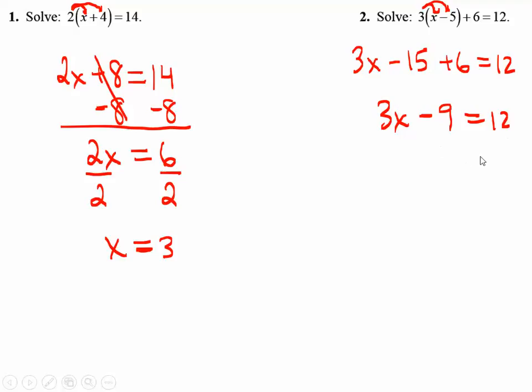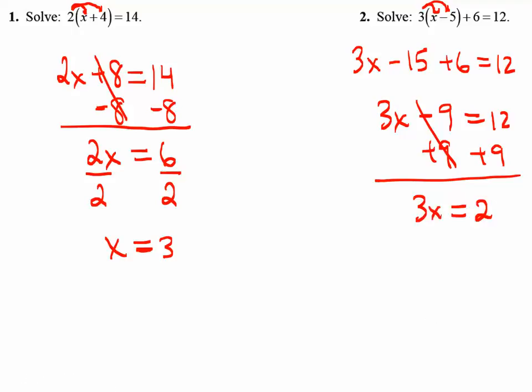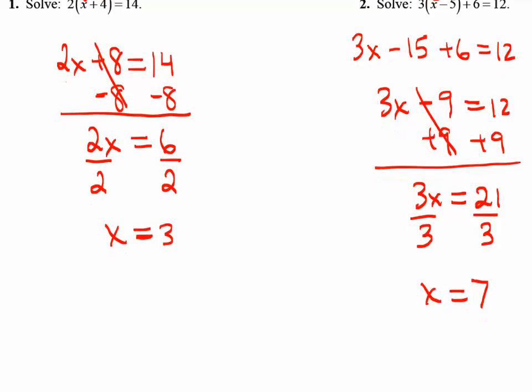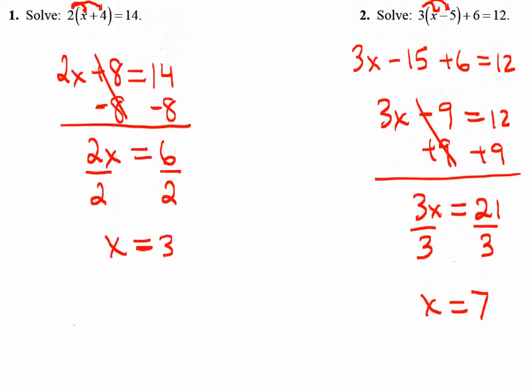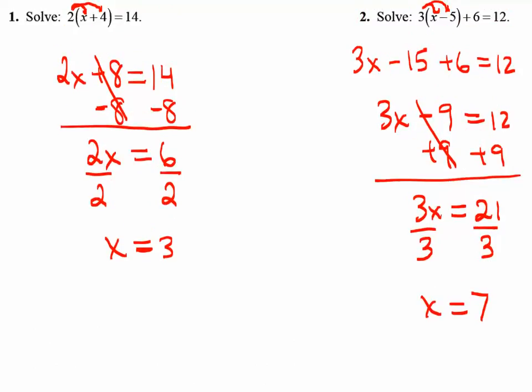Once you start moving across the equal sign, that is when you start changing signs here. So once you want to get rid of the negative 9, that's when you want to add 9 to both sides. That is gone. So we're left with 3x is equal to 21. Divide through by 3, and we get ourselves an answer of x is equal to 7. A little too fast there.